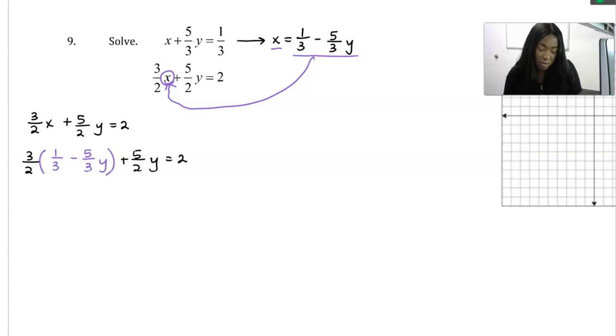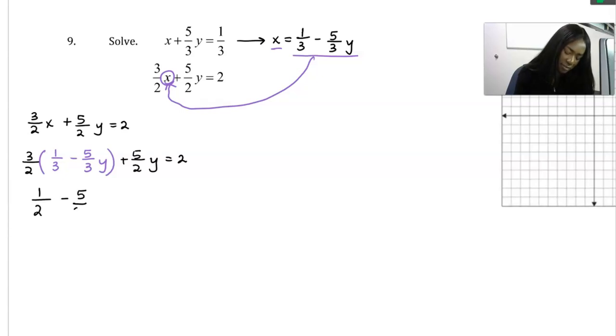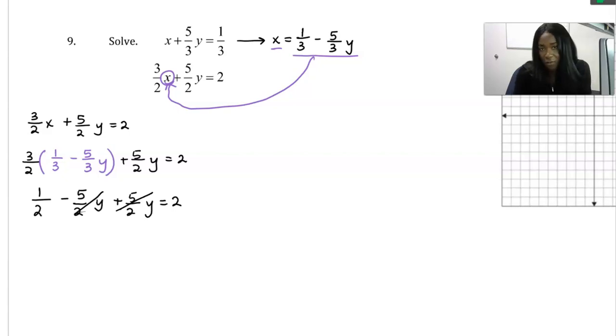Okay, let's distribute this 3/2. Multiply fractions straight across the top, straight across the bottom. 3/2 times 1/3 is 3/6, which is 1/2. I'm just going to write 1/2 because the 3's cancel. 3/2 times 5/3 is 5/2, and don't forget the y there. And then there's still another plus 5/2 y, and this is all equal to 2. The negative 5/2 y and the positive 5/2 y cancel, and they leave us with 1/2 equals 2.